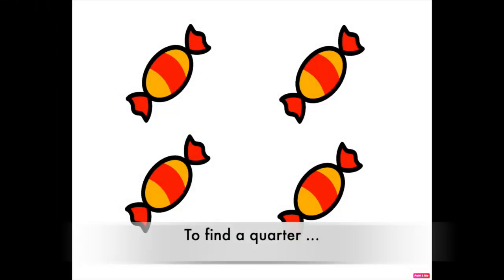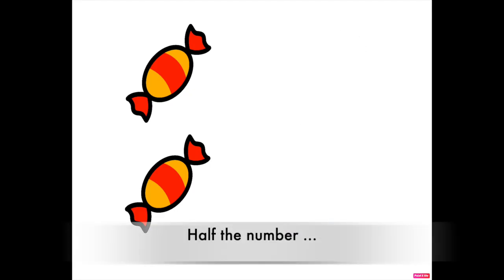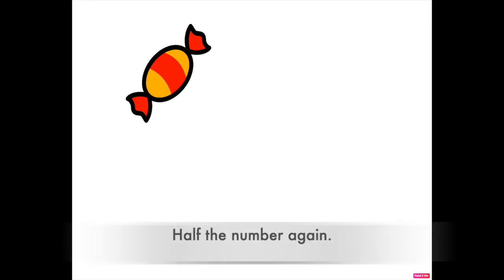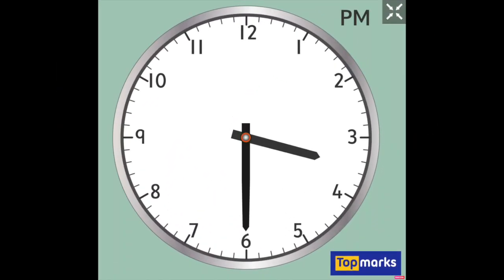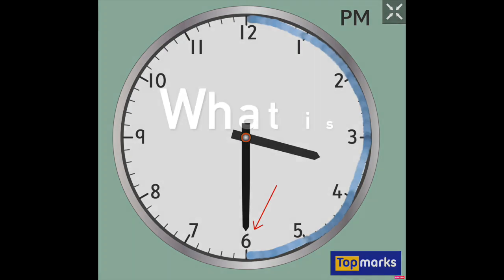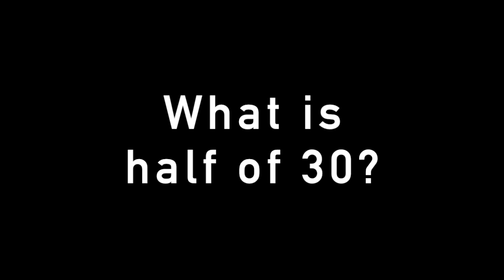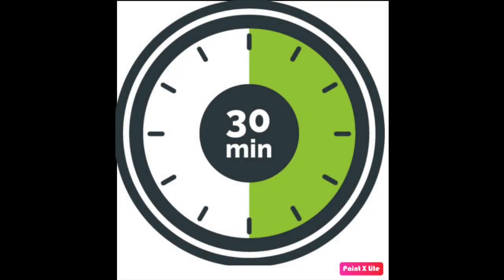To find a quarter of a number, first you half the number and then you half the number again. So if we have 60 minutes in a whole clock and we half it, that means half of 60 is 30. And we know that the 30-minute mark is the half-past mark on the clock when the big hand points to 6. So now we need to know what is half of 30, because this will tell us how much a quarter is.